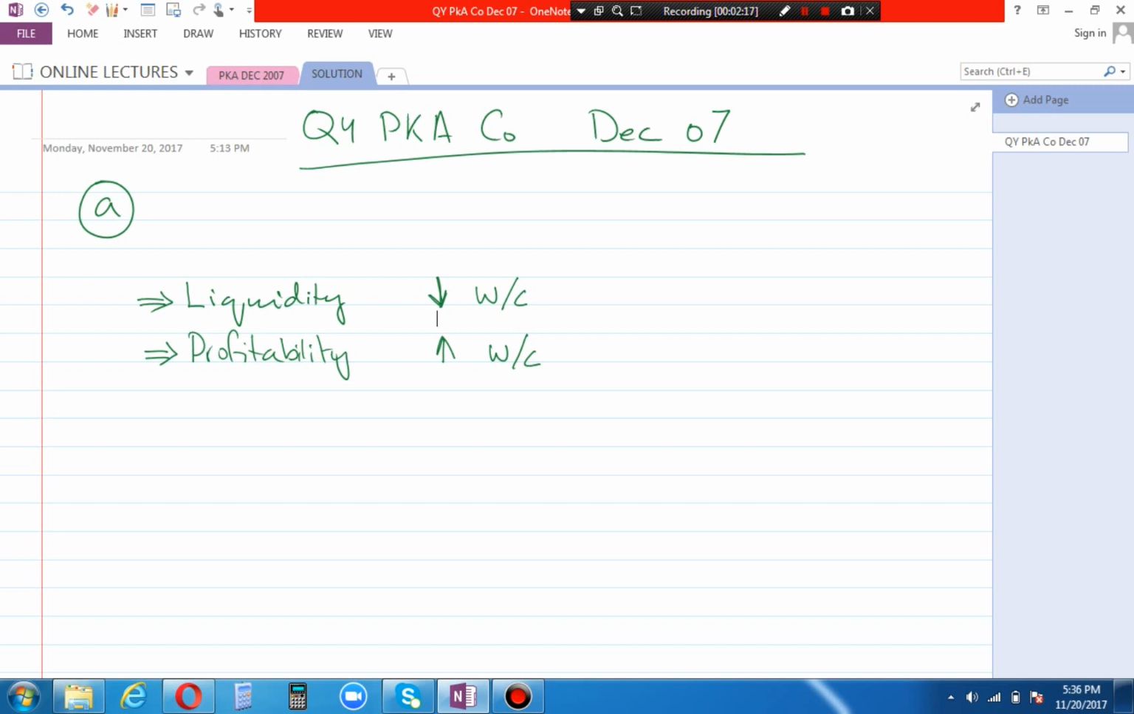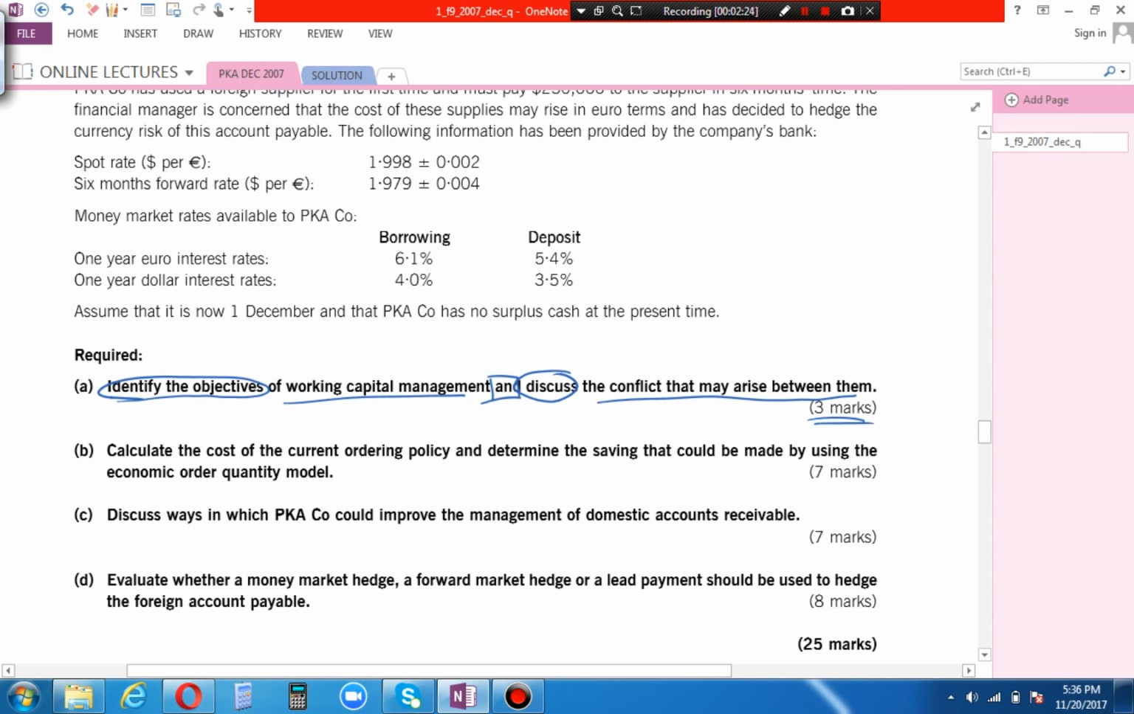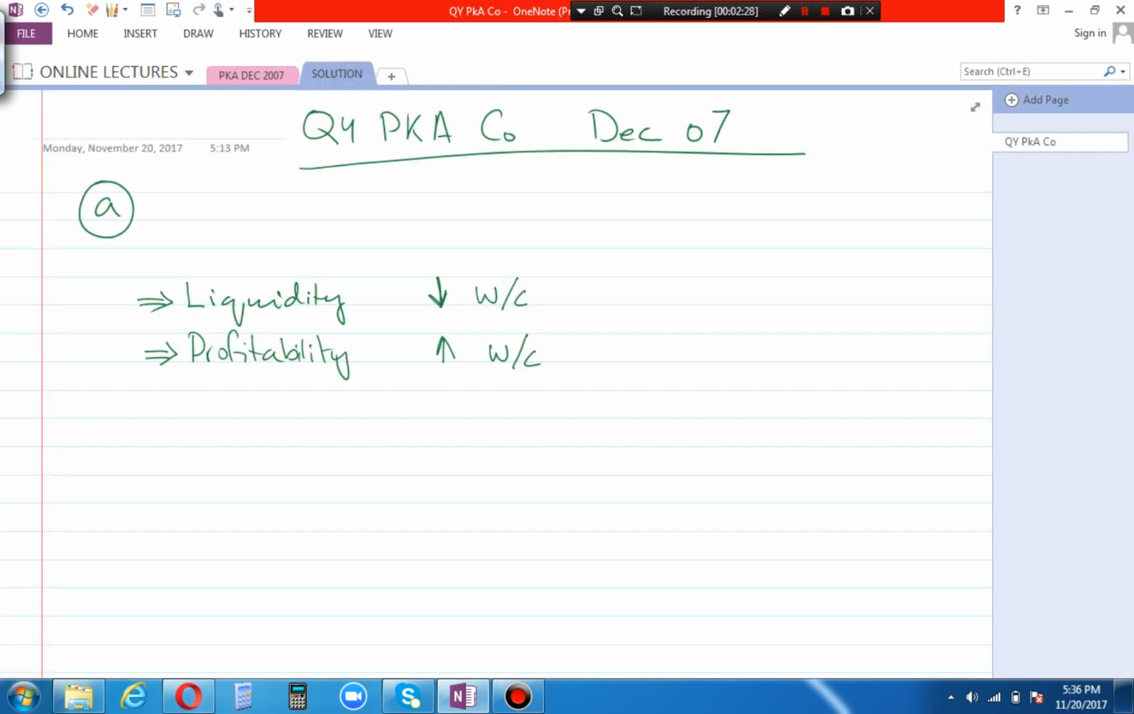So the second part of the question is, in this question, if you see, the first part of the question says that what are the objectives of working capital management? So give him the objectives of working capital management, liquidity and profitability. And the second part of the question is that what is the conflict between the objectives of working capital? So the conflict between the objectives of working capital is obviously liquidity versus profitability. So basically there's a trade-off between liquidity and profitability.